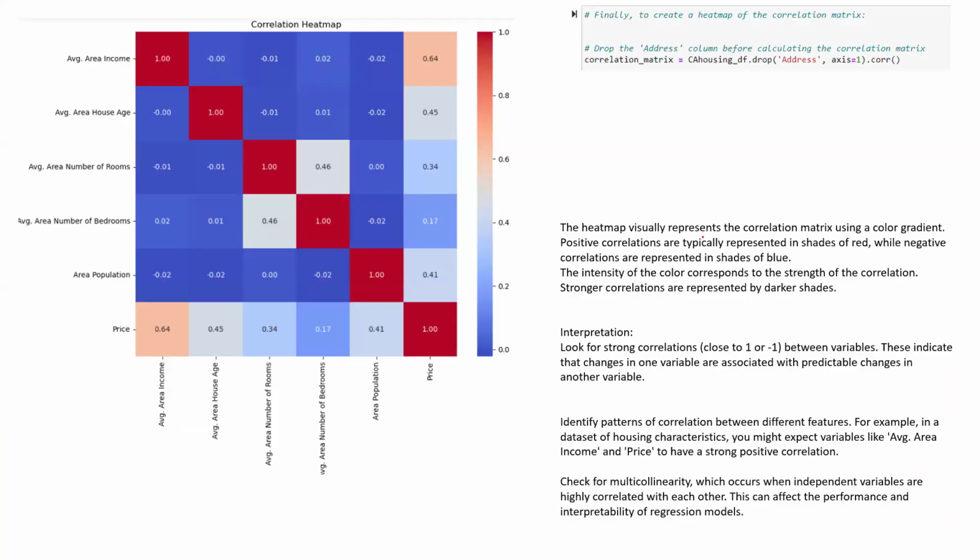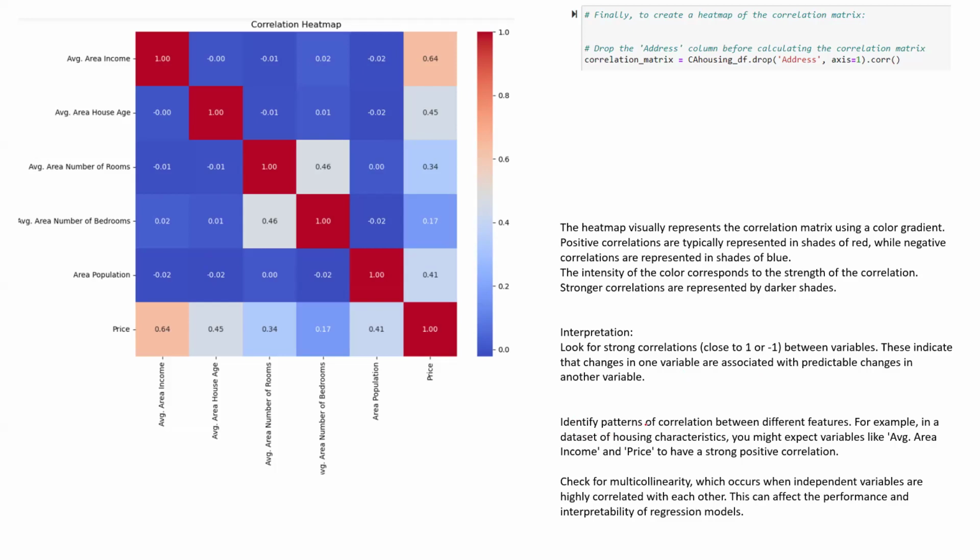So the heat map visually represents the correlation matrix using a color gradient. Positive correlations are typically represented in shades of red, while negative correlations are represented in shades of blue. The intensity of the color corresponds to the strength of the correlation. Stronger correlations are represented by darker shades. And remember that R is bounded between -1 and 1. Look for strong correlations close to 1 or -1. This indicates that changes in one variable are associated with predictable changes in another variable.